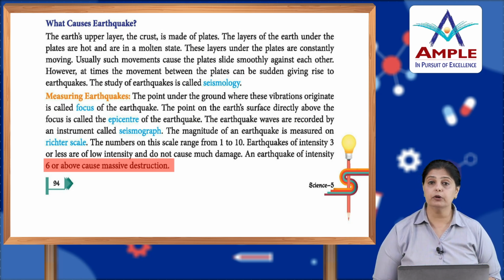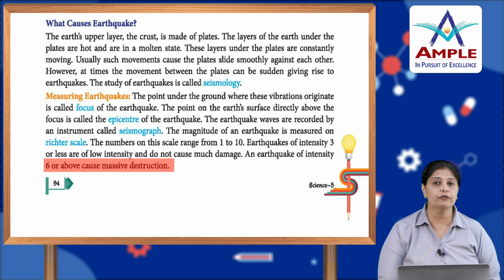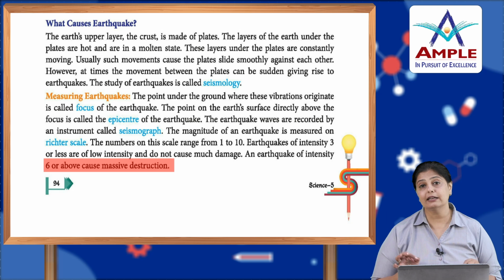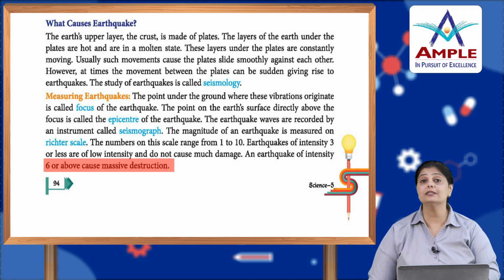Again, the numbers on the scale range from 1 to 10, wherein if the earthquake's intensity is 3 or below 3, that means it was of low intensity. But if it is above 6, that means it was a high intensity earthquake and it can cause a lot of destruction, a mass destruction. Anything between 3 and 6 is termed as mild and manageable. But if it goes above 6, it will cause destruction.